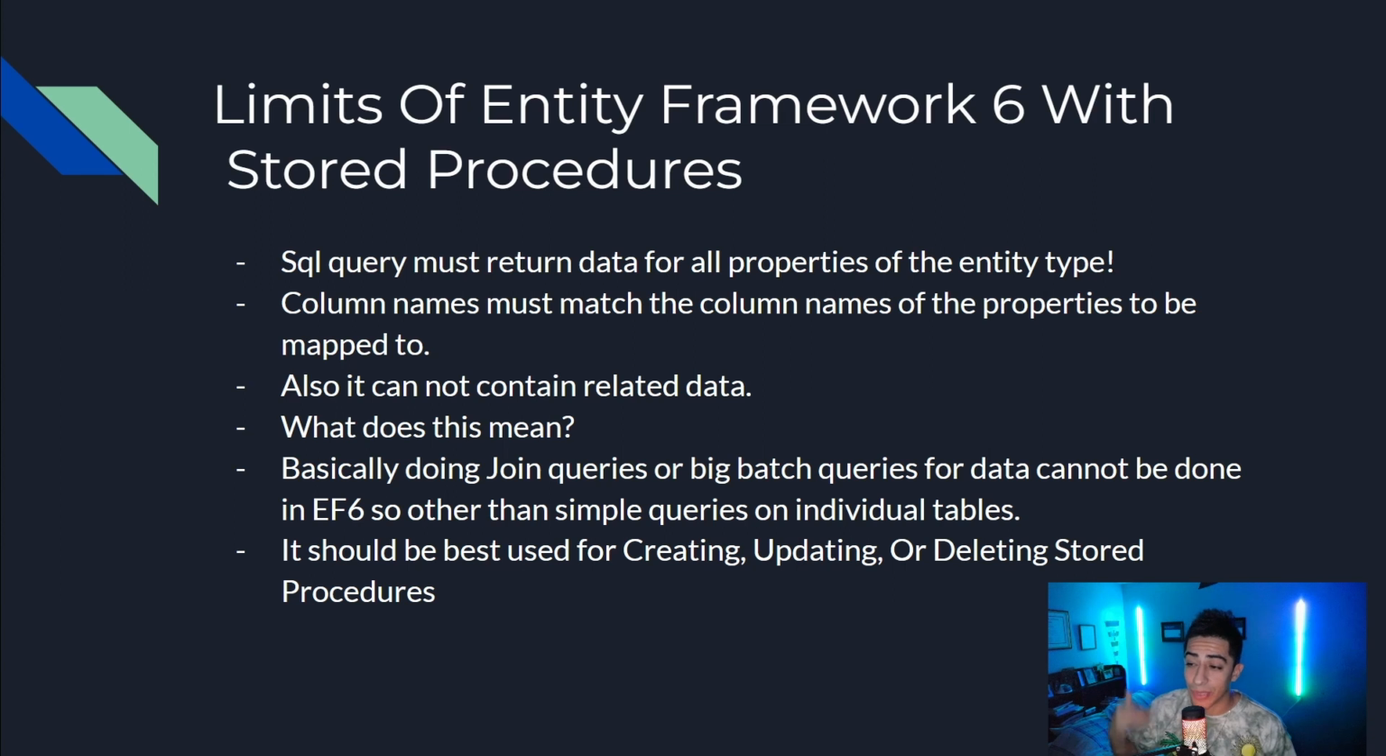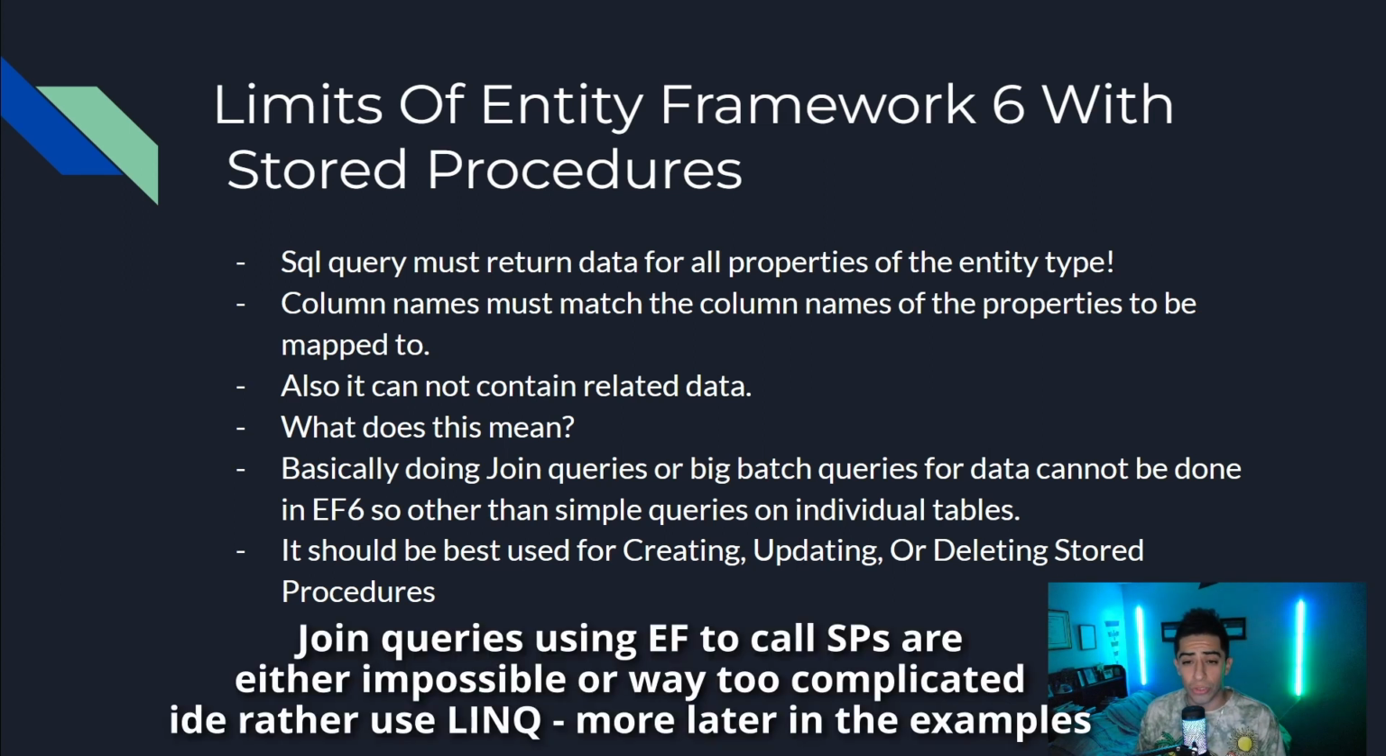Also, it cannot contain related data. What does this all mean? It basically means that join queries inside of your stored procedure, or queries that grab from a lot of different tables, are impossible to do. You cannot do them. Why? Because you are only allowed to basically use stored procedures on one table at a time. If you use more than one table in your SQL query, it'll work in SQL, but when that data comes back, Entity Framework 6 will not be able to map it.